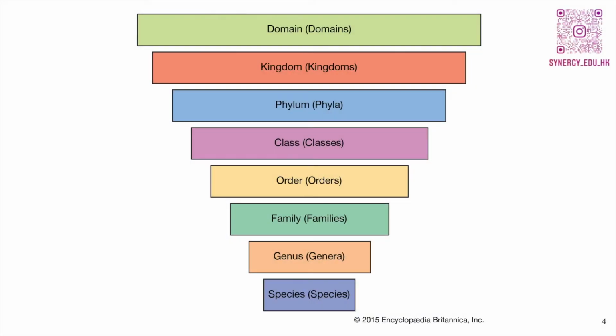As seen in this figure, you can see that at the top, domain has the largest bar as it encompasses all organisms. But as it goes down, the bars get smaller and smaller as they get more specific to the organism. For example, at the bottom, species is the smallest bar, as the organisms within one species will be the most closely related to each other.